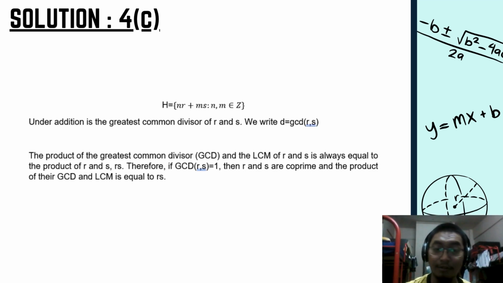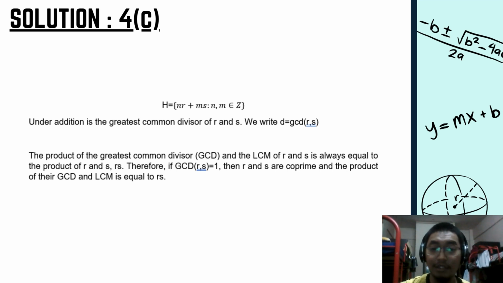Alright, now we go to the solution for question 4C. H equals NR plus MS, where N, M are elements of Z, under addition is the greatest common divisor of R and S. We write D equals GCD of R and S.